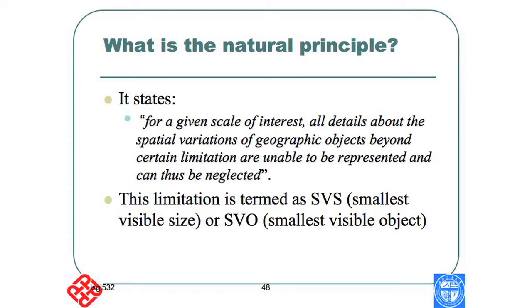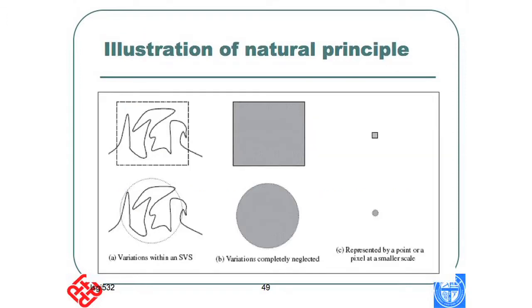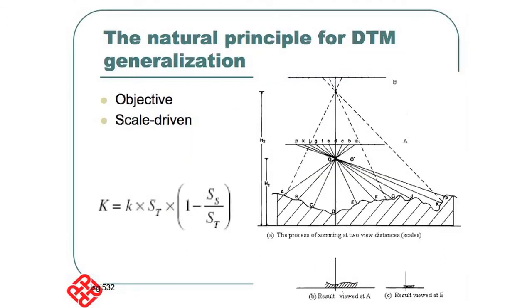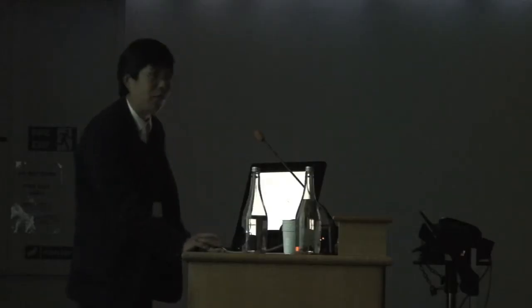For example, this is the smallest size, and you can use a pixel or a point to represent it. For example, this is a map of Hong Kong, and we can use a point, no problem. You see this is a terrain surface, and if we project the small size down to the terrain surface, you can know all the variations and generalize it. At a different level, we have a different level of generalization.